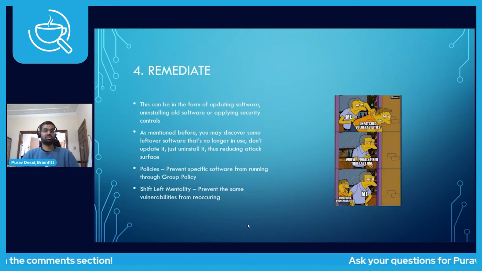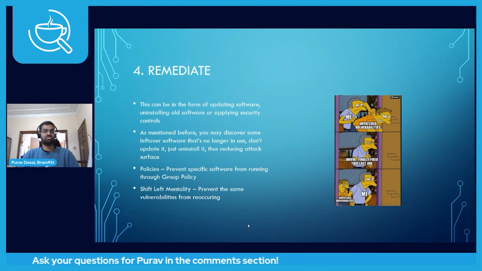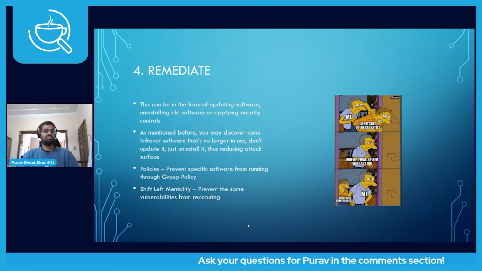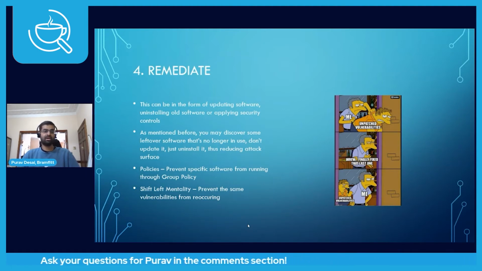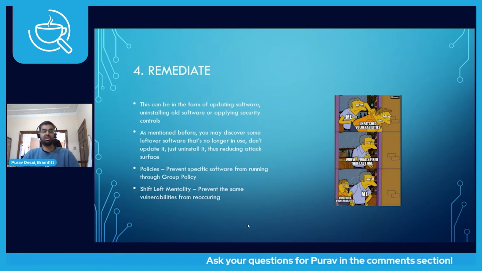Another one will be weak passwords. Nowadays, machines are getting more powerful in terms of password cracking. Have a security policy that says all passwords must be at least 15 characters in length and contain a special character, and various other complexity policies that you can set. And then again, you've mitigated the risk of the passwords being compromised as easily. As mentioned before, you may discover some leftover software that's no longer in use. As I said, just uninstall it because this does reduce the attack surface.